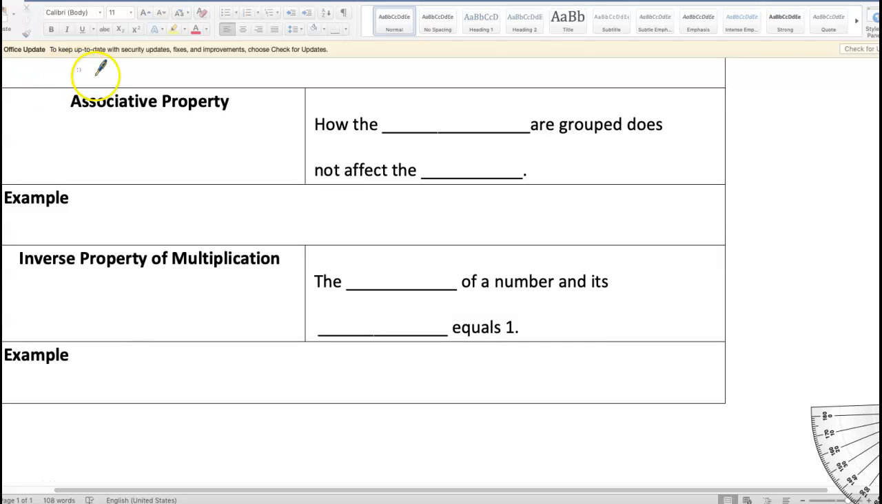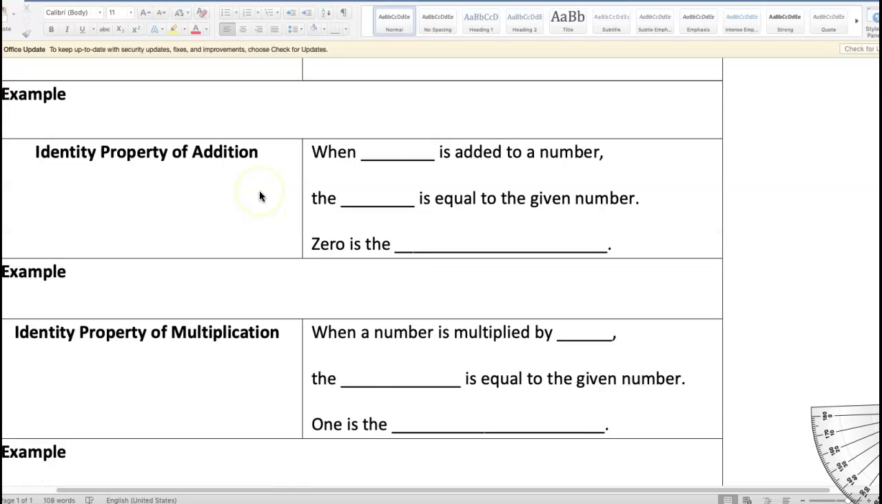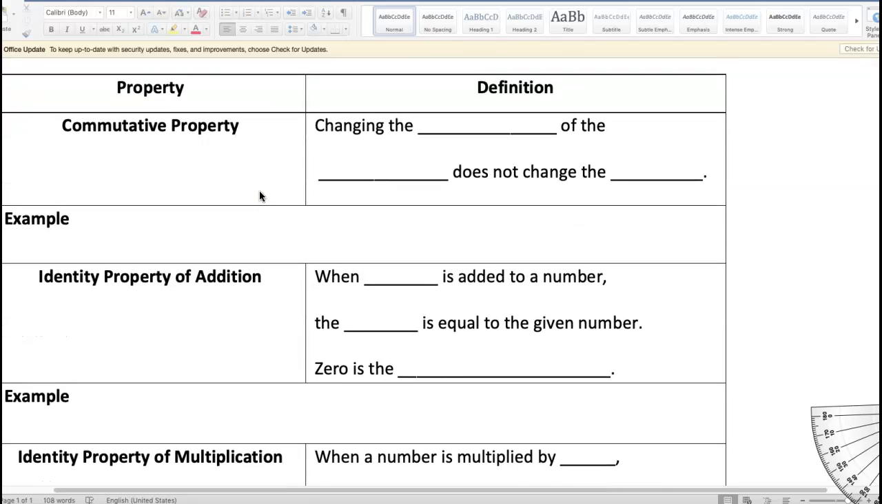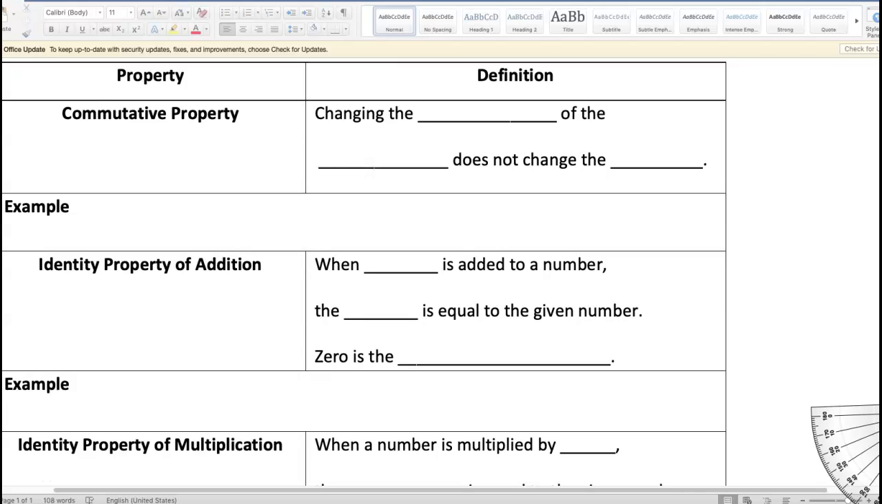About different properties. So the first property on the page should be the commutative property. Over here on the side, I want you to write "move numbers." Because somebody raise your hand, tell me what is the commutative property? Cheyenne? Exactly. So changing the order, that's your first blank, of the numbers does not change the answer.